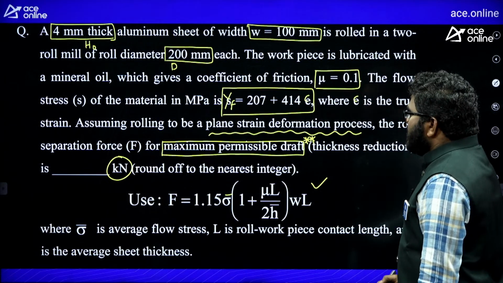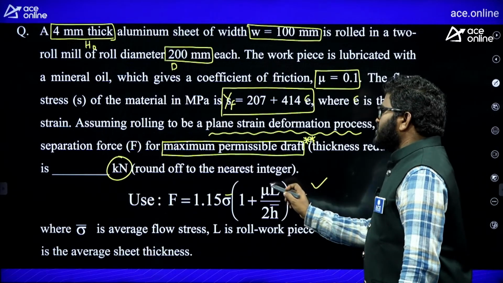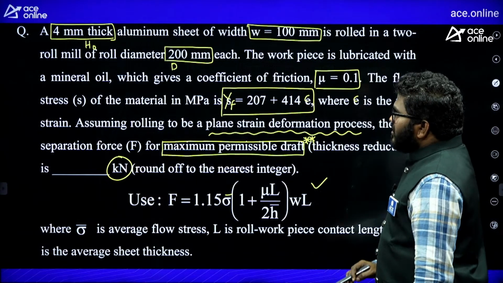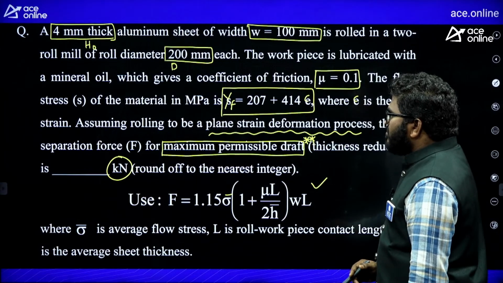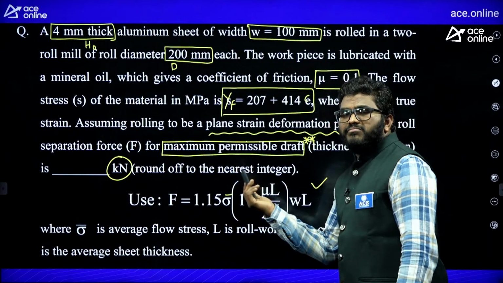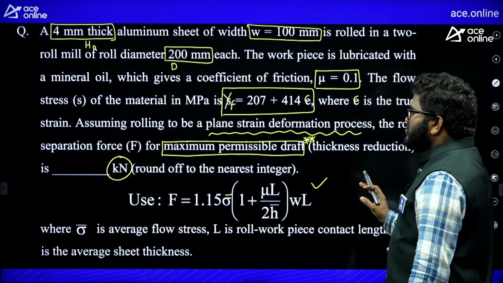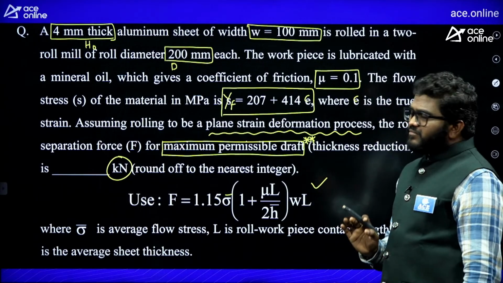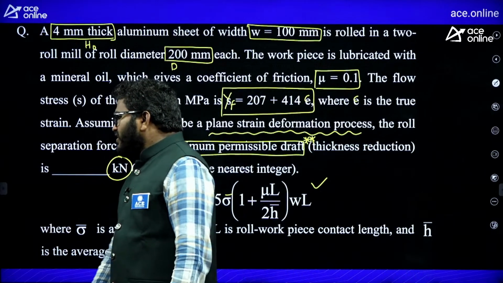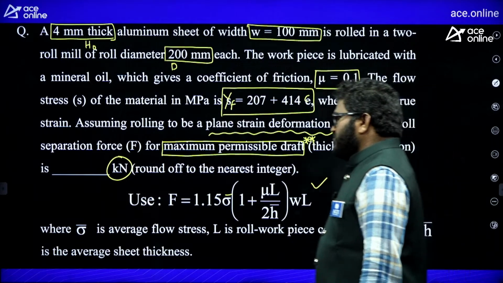Remember, same question, if friction is not given, substitute mu equal to 0. Simple. Same question, instead of giving a rigid and strain hardened material, if a rigid and plastic material is given, you take sigma y here. Simple. So that's why this is the lengthy question. Once you understand this question, the remaining questions are very, very easy. That's why I explained this one.